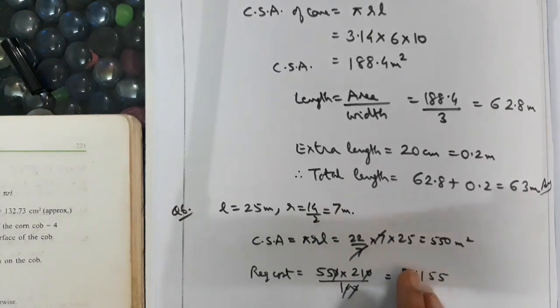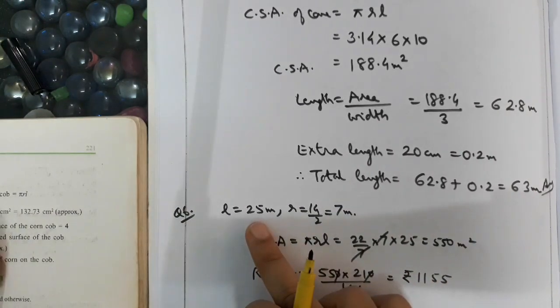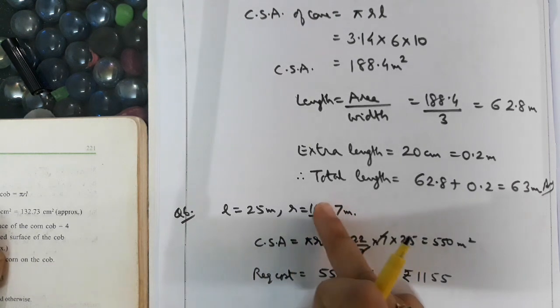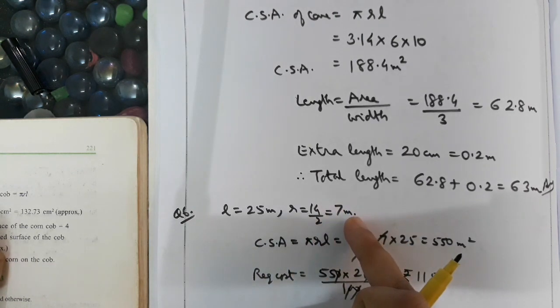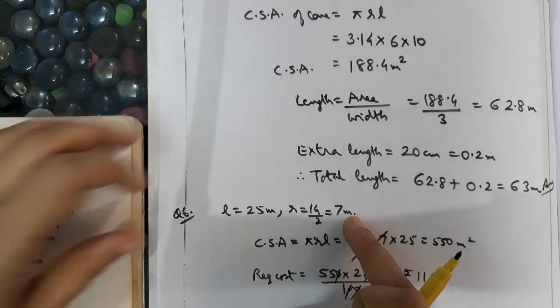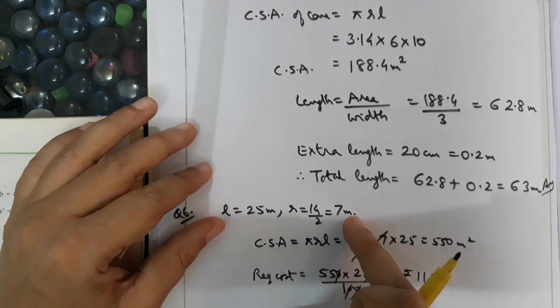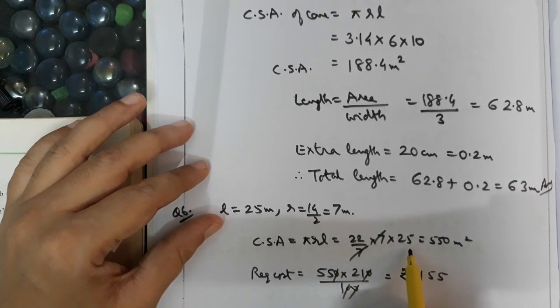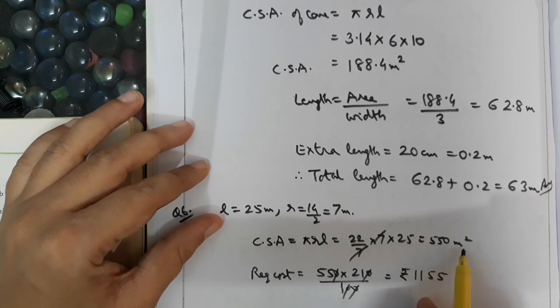Sixth question. The slant height of the cone is 25 meters and radius is half of the diameter, so it is 7 meters. We have to find the cost of whitewashing the curved surface area at the rate of rupees 210 per 100 meters square. So first of all we calculate the curved surface area of the cone, which is pi r L. We substitute the values. It comes out to be 550 meters square.